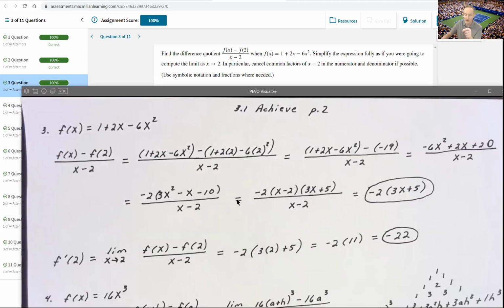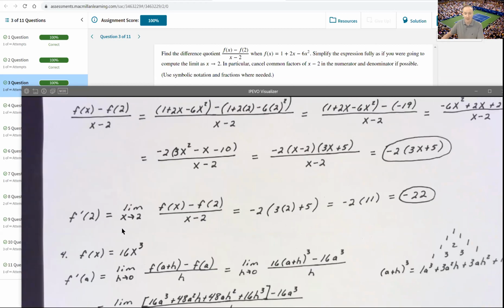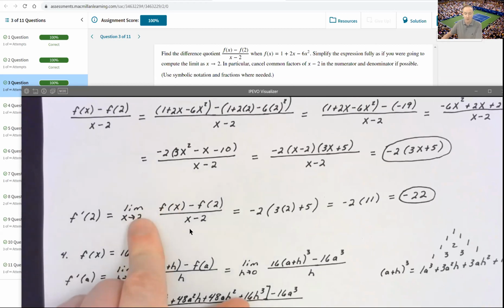So the derivative requires us to plug a 2 into this function. I could say this is the average rate of change from 2 to any value of x. So if I wanted to find out what happens at 2, I just need to take the limit as x approaches 2 of this limit definition of the derivative.